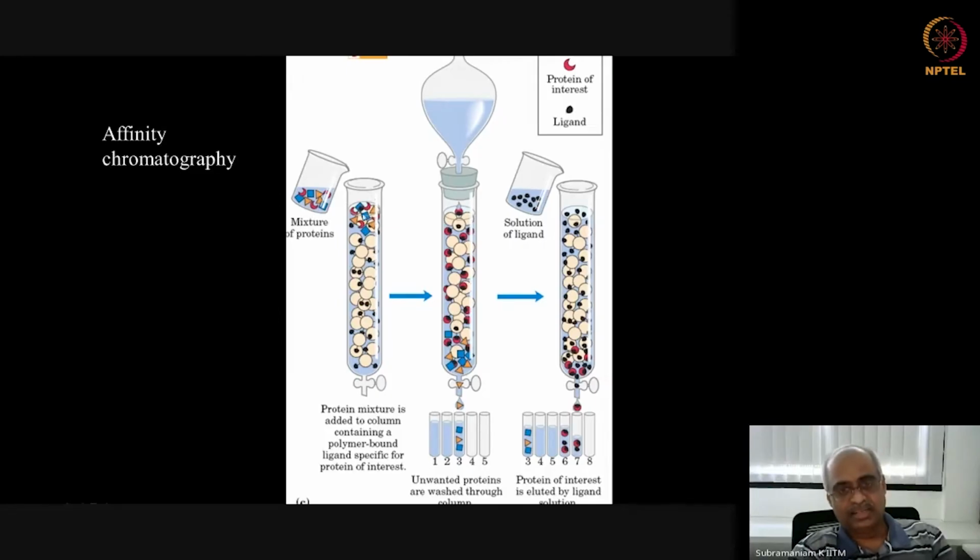And as a result, the other molecules that do not have affinity for this antibody can all be washed away. So this is a very, very powerful technique where the column length can be really short, and it is based on the biological interaction, the affinity of one molecule for the other. Most of the time, these affinities are very high.